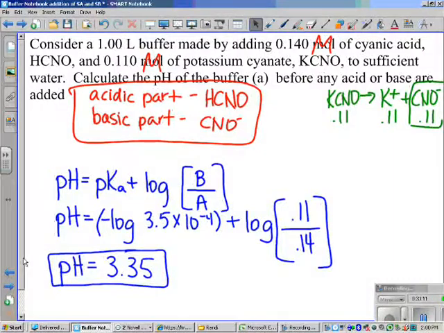That's what our buffer is going to try to maintain, regardless of the fact that we are about to put in either a strong acid or a strong base. So questions on that first part? Okay, let's do the second.